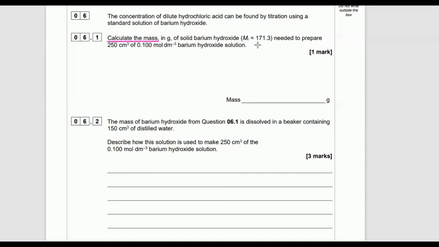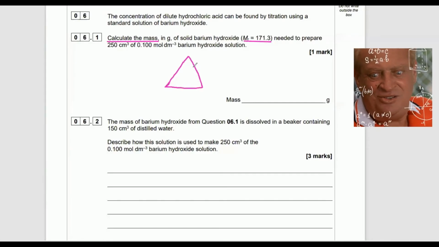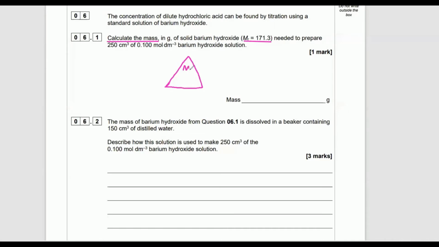Let's go. First of all, the question has asked us to calculate, so we know we're doing some maths here. It's given us the Mr, and it wants us to find the mass in grams. So what do we know about mass in grams? Well, for mass in grams, you need to do Mr times moles. You should know this off by heart from GCSE. So mass over Mr times moles. I use that little lowercase n for moles.